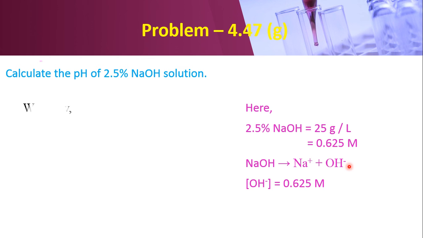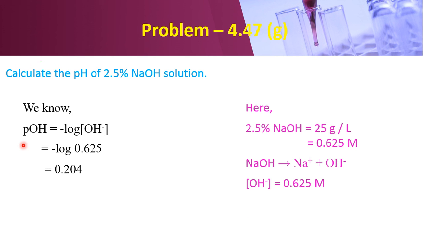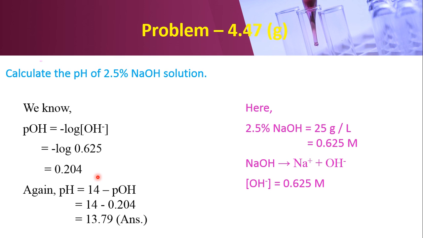So, now you will find out the pOH from there. pOH equals minus log concentration of hydroxyl ion, and we get pOH equal 0.204. And we know pH equals 14 minus pOH, that comes 13.79. This is the pH of 2.5% sodium hydroxide solution.